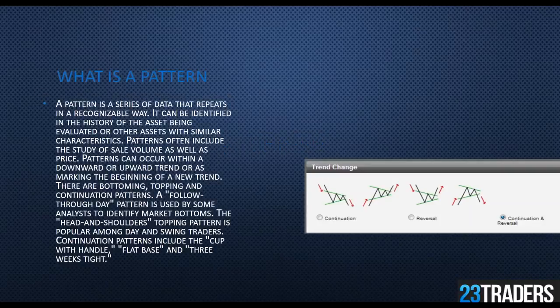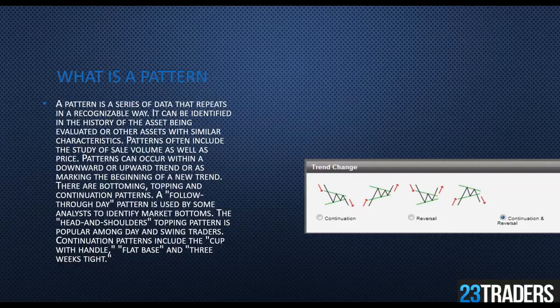Now also we have, so we talked about continuations and reversals, okay? And they are how the pattern moves in a chart. A pattern is just simply a series of data that repeats in a recognizable way. We don't want to overcomplicate it. We're just looking for something we can recognize. It can be identified in the history of an asset being evaluated or other assets with similar characteristics.